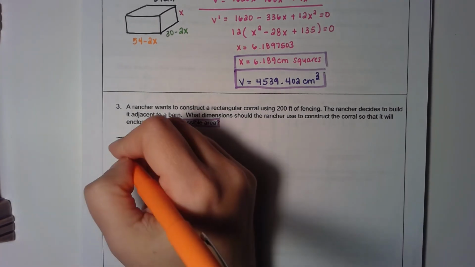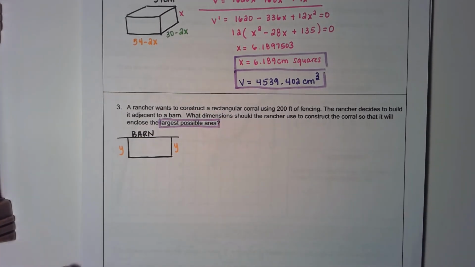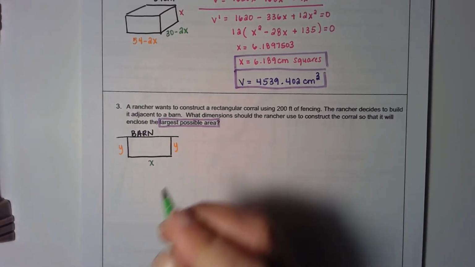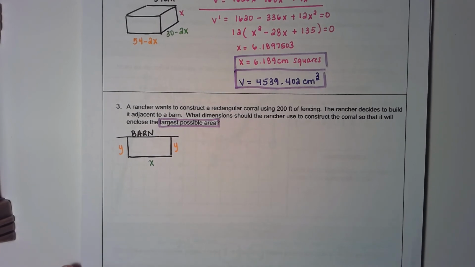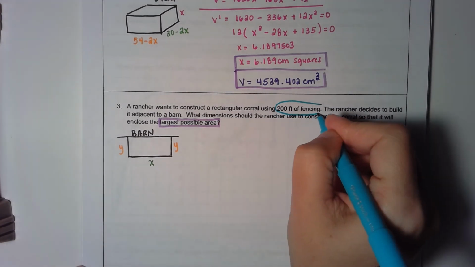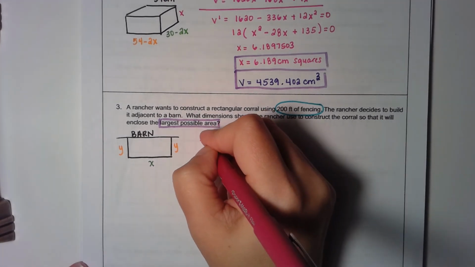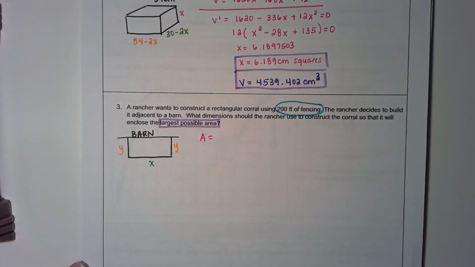So eventually we're going to need an area formula, and we're going to need to know the dimensions that got us there. I'm going to label the height of this rectangle, which is part of what I need for an area, as y, and the width of this rectangle as x. Now I know also that it says that we're using 200 feet of fencing, so that might be important in a second. The first step is going to be to write a formula for our area. Because we want the largest possible area, we need an equation for that. So the area here would be x times y.